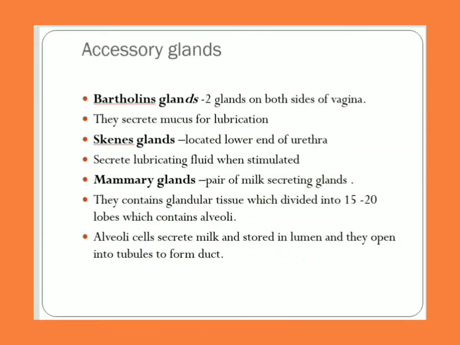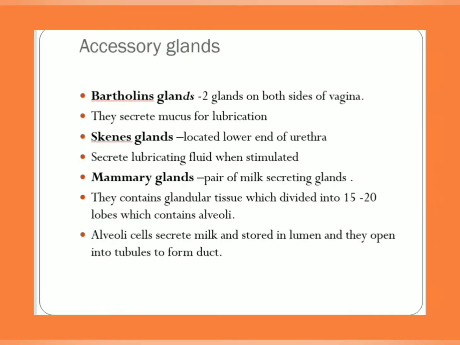And next, glands. Three types of glands are present in the female reproductive system. Those are Bartholin's glands, Skene's glands, and mammary glands. Bartholin's glands are two glands on both sides of the vagina. They secrete mucus for lubrication. Skene's glands are also located at the lower end of the urethra, and will secrete a lubricating fluid when stimulated.